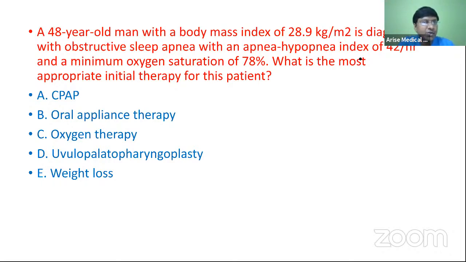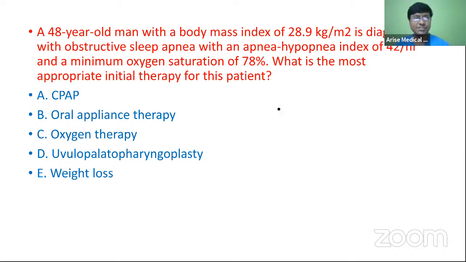A 48-year-old man with a body mass index of 28.9 kg per meter square is diagnosed with obstructive sleep apnea with apnea-hypopnea index of 42 per hour and a minimum oxygen saturation of 78%. What is the most appropriate initial therapy for this patient? CPAP, oral appliance therapy, oxygen therapy, uvulopalatopharyngoplasty, weight loss. Any one of you?